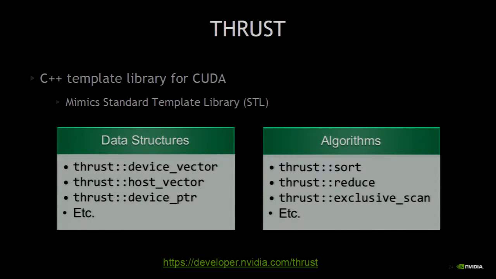Now, sometimes you need to do some simple tasks like sorting, doing a reduction, or doing a parallel scan, like a prefix sum operation. You don't need to code that yourself. We have a library for that as well, which is called Thrust. It tries to mimic STL, but it also has its own algorithms available out there. So you can use sort, reduction, exclusive scan, or other algorithms. And it's actually very easy to use.